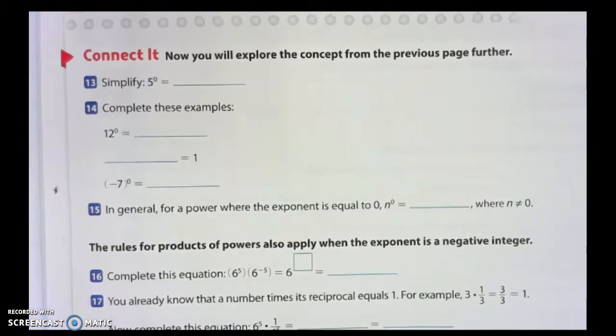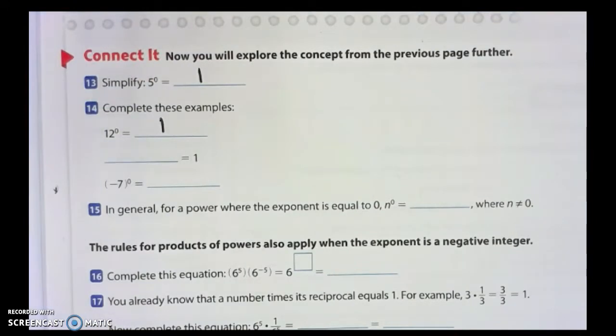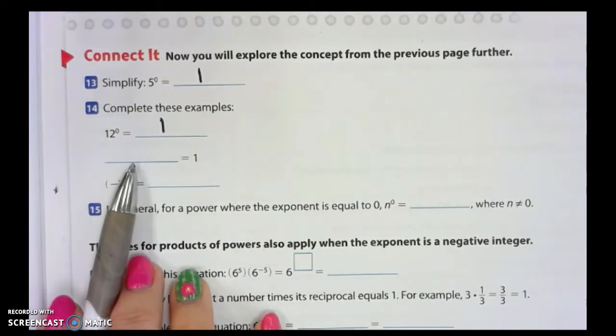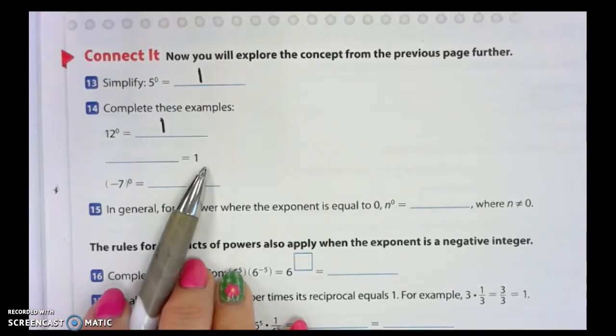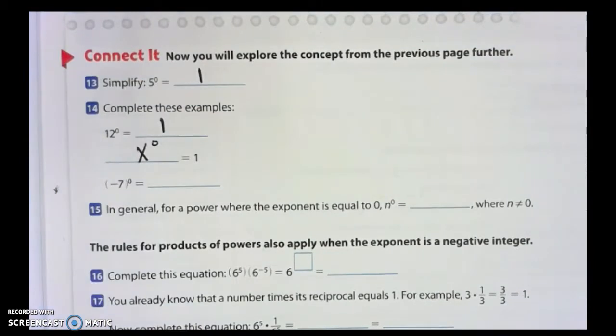Connect it. Now you will explore the concept from the previous page further. Simplify 5 to the 0. 1 times no 5s would just be 1. So 5 to the 0 is 1. 12 to the 0, 12 is the base, and any base with a 0 exponent is 1. Now on this one, they want an example that would equal 1. You could have made up anything. I'm going to use x to the 0 because any base with an exponent of 0 is 1.